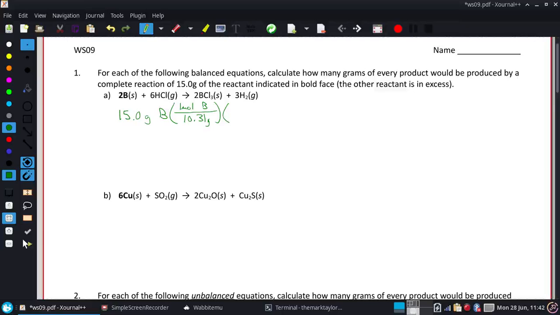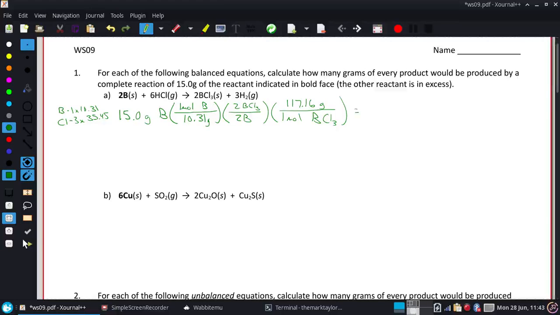And then 2 borons makes, I'll do the boron trichloride first, make 2 boron trichlorides. Then 1 mole of boron trichloride. Let's see. I'll write the molecular weight over here. So I have 1 boron at 10.31 grams and 3 chlorines at 35.45 grams. And that gives me 117.16 grams.